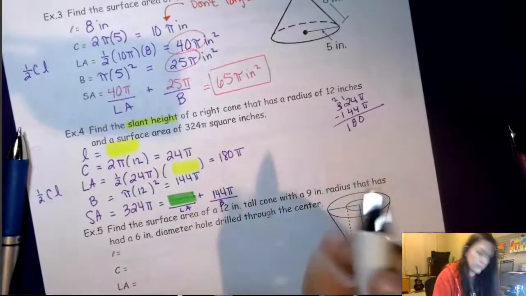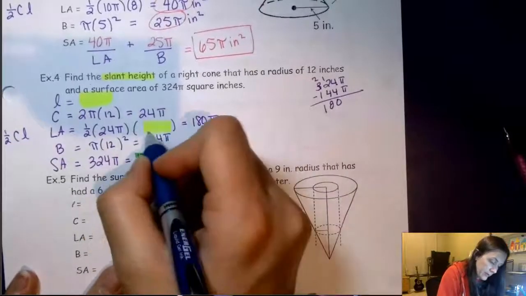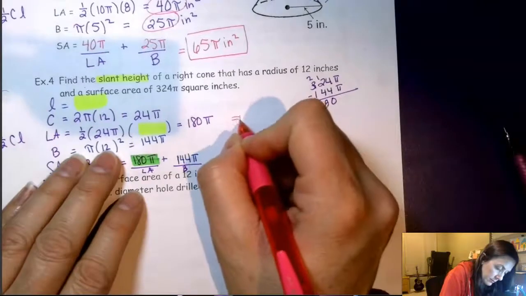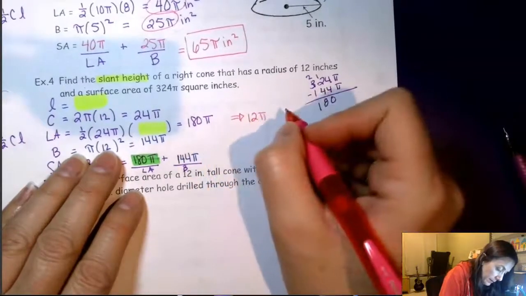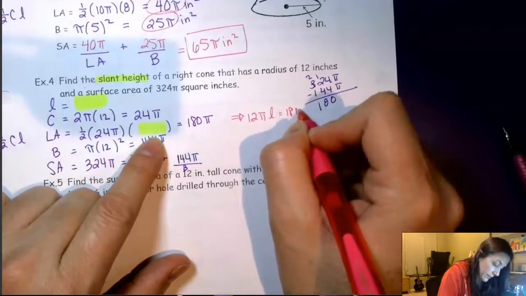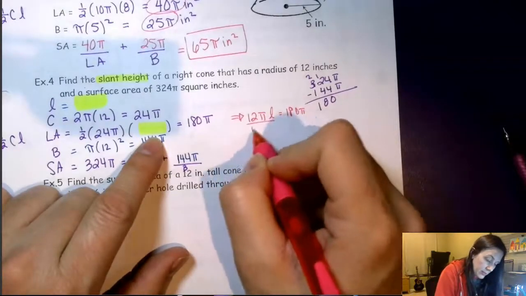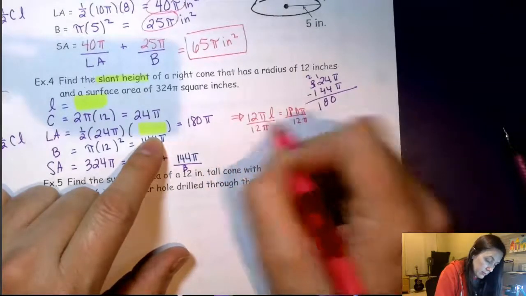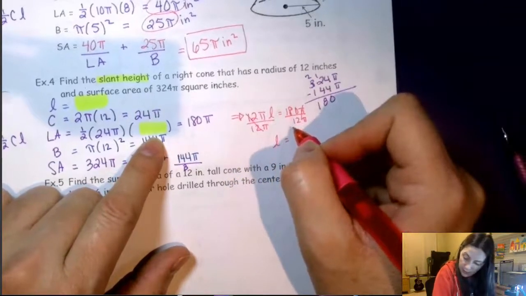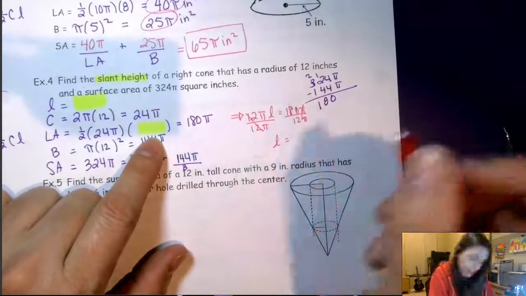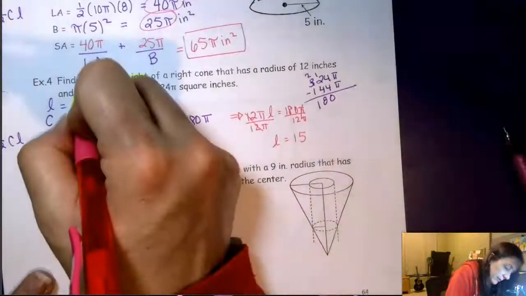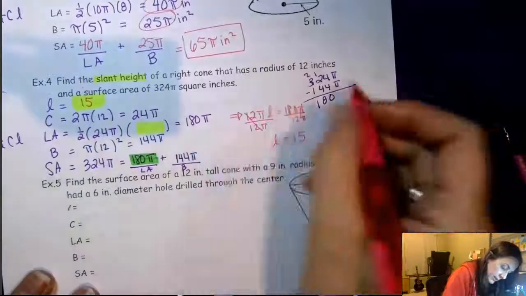So what I'm going to do from here is, if I know this is 180 pi and this is what I'm looking for, half of 24 is 12 pi times whatever the slant height is equal to 180 pi. So I'm going to divide both sides here by 12 pi and get my slant height. 12 goes into 180 how many times here? 15. So I just worked backwards and I found that my slant height here is 15 inches.